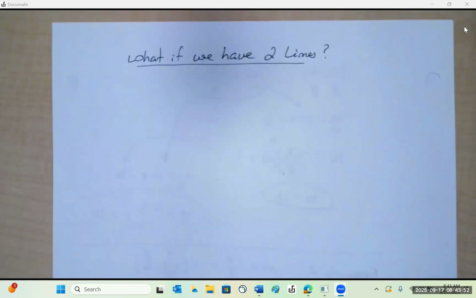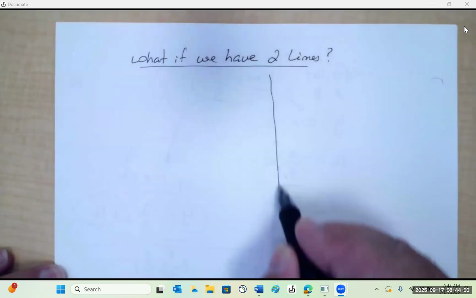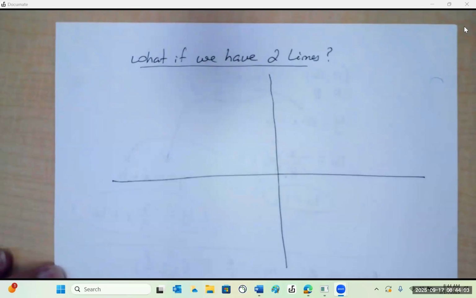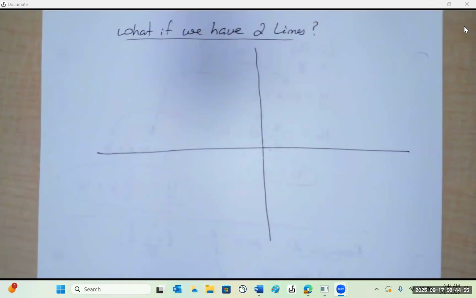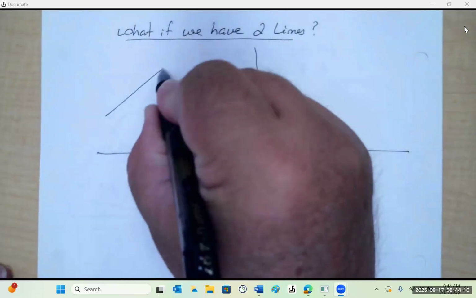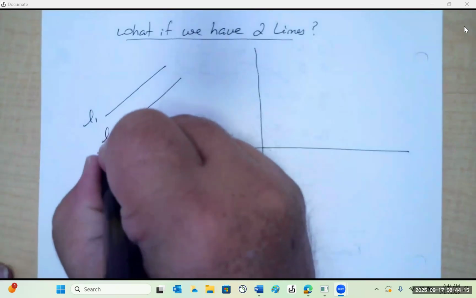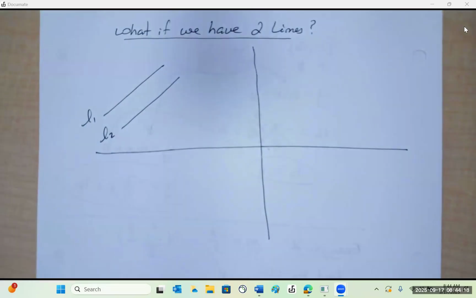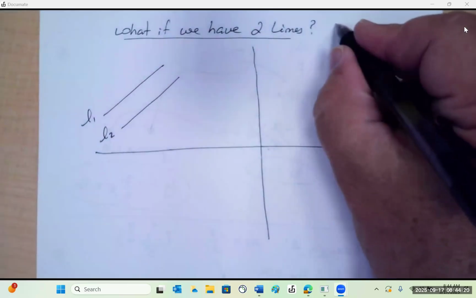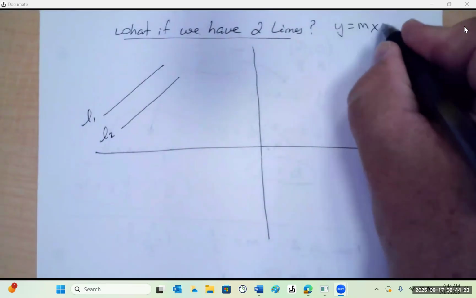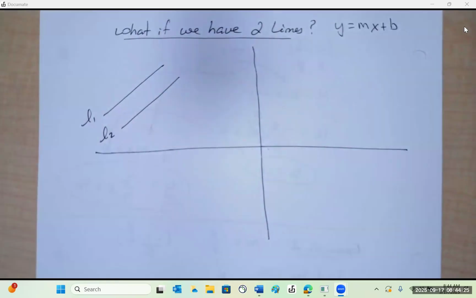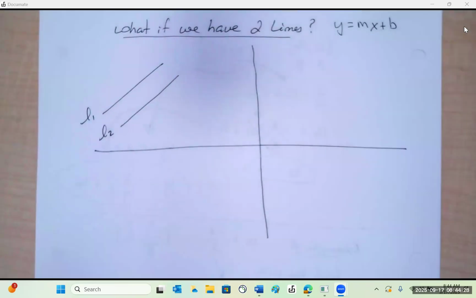If you have two lines, what possible connection can they have to each other? This is not an XY graph. There are four possibilities. If you have two lines, the first thing, here's line 1, here's line 2. Remember, whenever we deal with lines, we look at the equation of the line. Each of these lines has this equation.